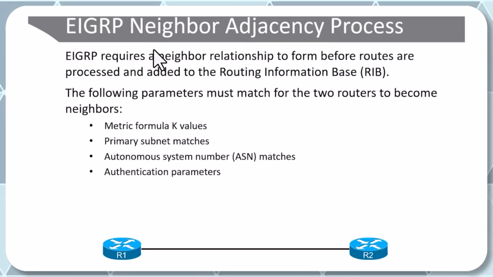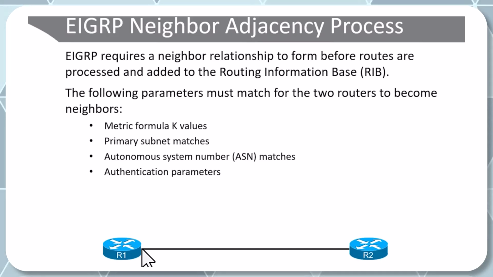Now the EIGRP neighbor adjacency process. EIGRP requires a neighbor relationship to form; routes are processed and added to the routing information base, the RIB. The following parameters must match for two routers to become neighbors. The metric formula K values; you can simply search on Google and you will be able to find what the K values are. The primary subnet must match, it means the subnet should match. It is not possible that here you use a different subnet and here you use a different subnet. The ASN number must match, and if you are using an authentication parameter, that should also match.